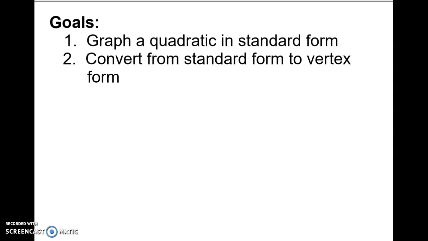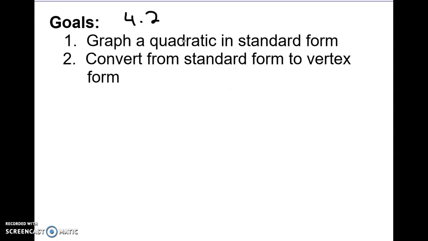Alright, welcome to section 4.2. And in this section, we're going to be doing a couple different goals, so it's split into a few different videos. This first video is going to cover the first goal, which is to graph a quadratic in standard form.